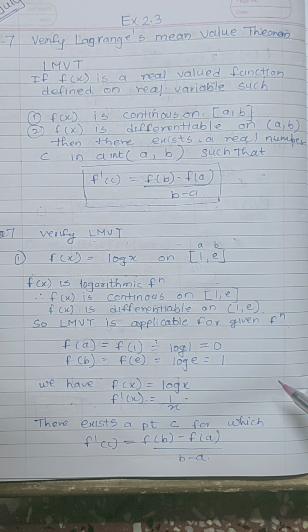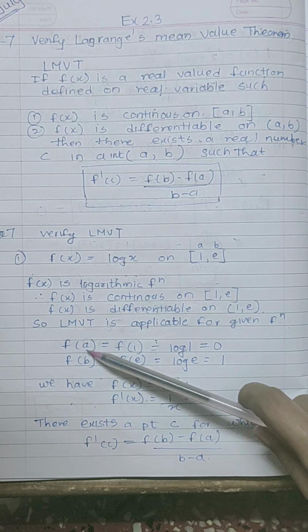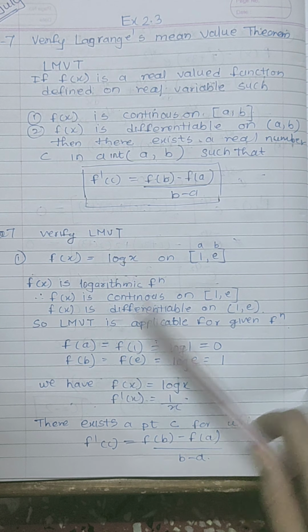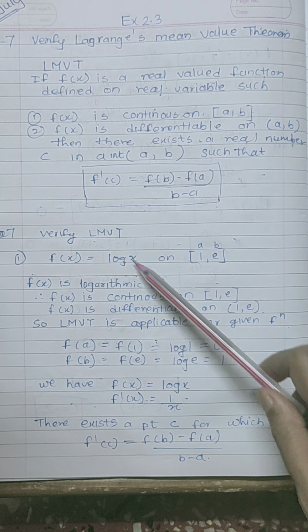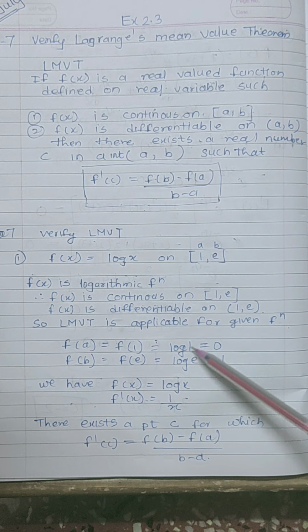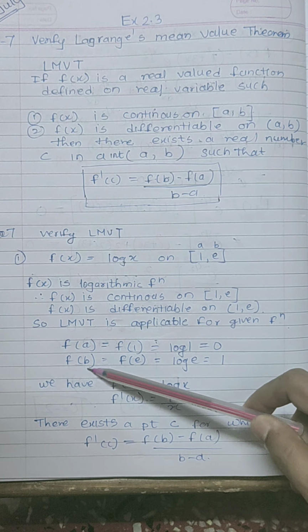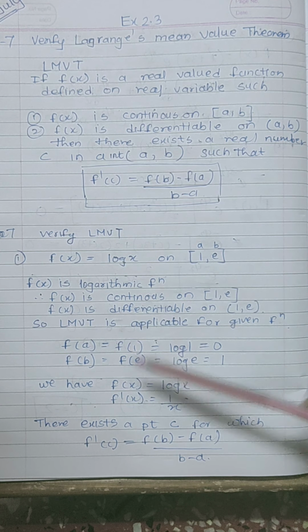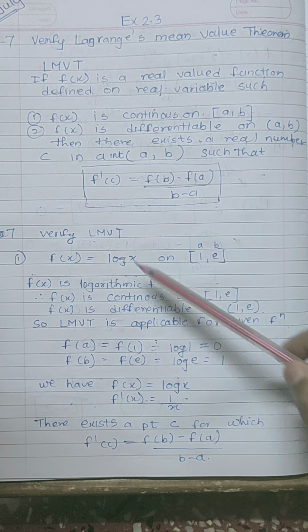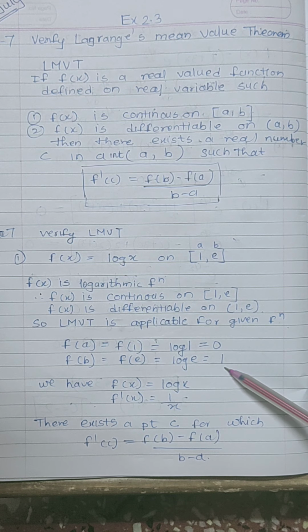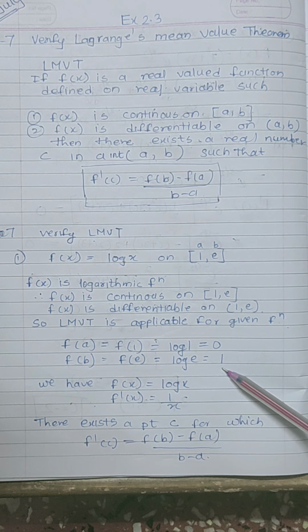Now what is our f dash of c? f of b minus f of a upon b minus a. For that we will find f of a and f of b. So f of a is what? f of 1, so log 1, always remember log 1 is 0. Now what is f of b? b is e, so f of e, that is log e. Log e is 1.